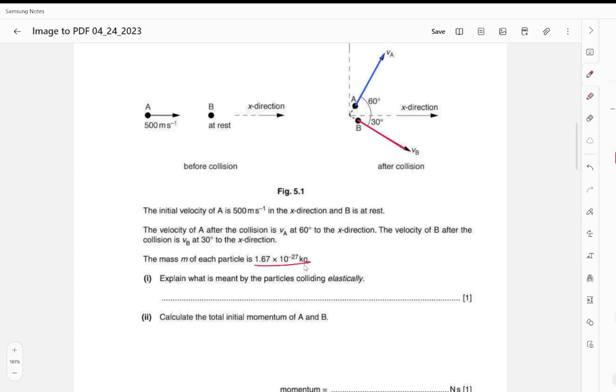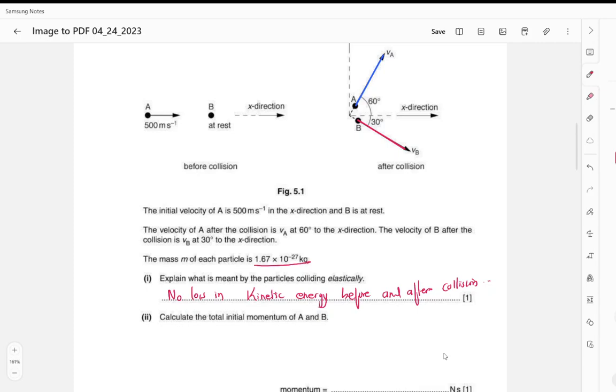Explain what is meant by the particles colliding elastically. इसका मतलब है kinetic energy before and after collision must be the same. No loss in kinetic energy before and after collision.